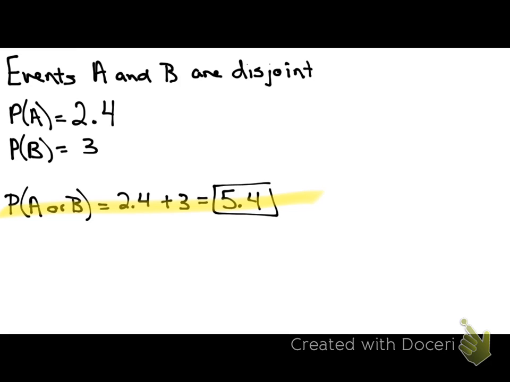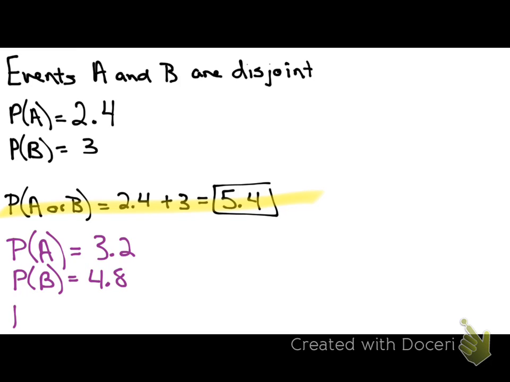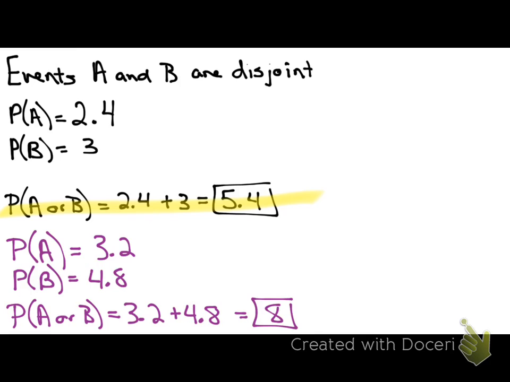Okay? All right, so here's another one. I want you to do this one. All right, make sure you write exactly how I have it highlighted. Make sure you show your work that way. Get 8? Yeah, it's 8. Now, did you write it this way? Did you write it that way? Probability of A or B equals, add them together, 8. Okay? So that's one thing you're going to see.